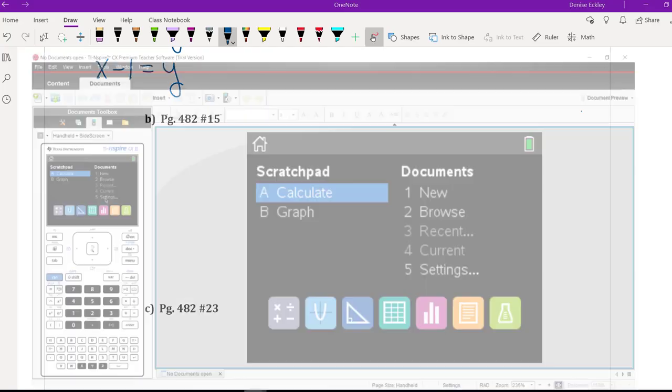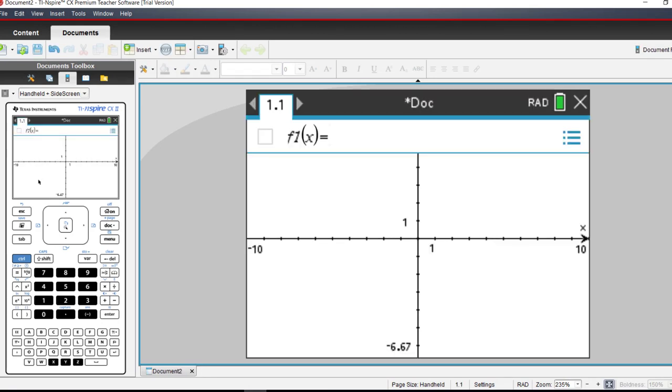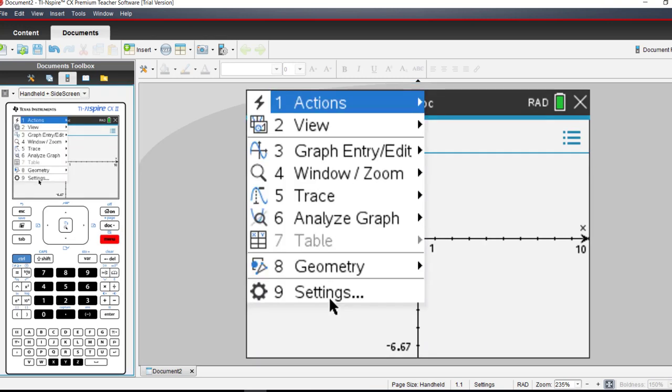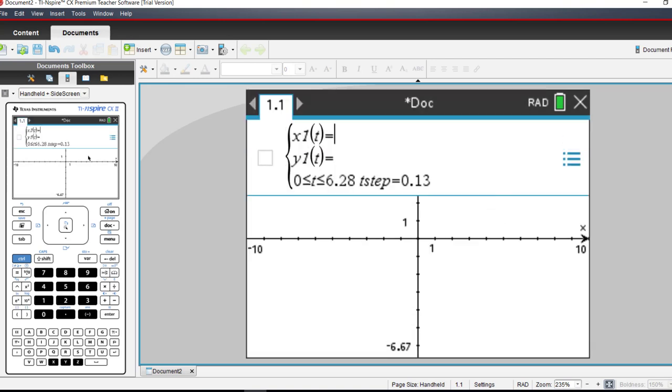Now we're going to do it on the Inspire. So you're going to pull up a graph page. I'm not going to regraph the rectangular one, but to get parametric, you hit Menu, and then you go to 3, Graph or Edit, and all the different types of equations are there. We're going to choose parametric, and then we're going to put in 1 plus t. And then for y, we're going to put t in.